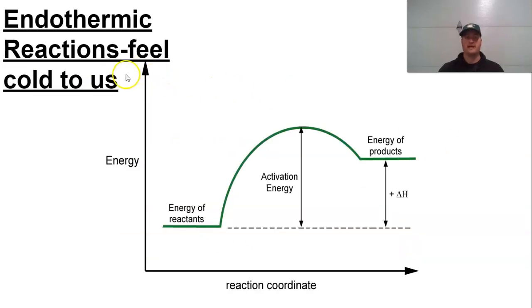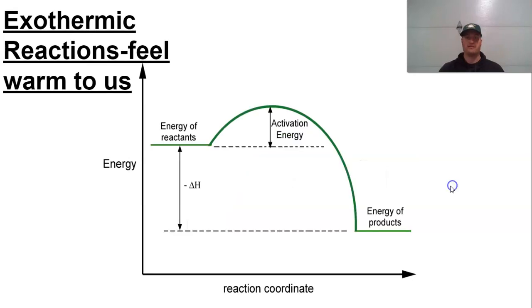So endothermic reactions feel cold to us and would look like this upon a reaction coordinate. So you've got the energy of the reactants at a lower energy than the energy of the products. Activation energy is the energy that's required in order to get us to the energy of the products, and the change in enthalpy is the difference between the products and reactants. You'll have to understand that qualitatively and quantitatively in this energy diagram and across all thermodynamics.